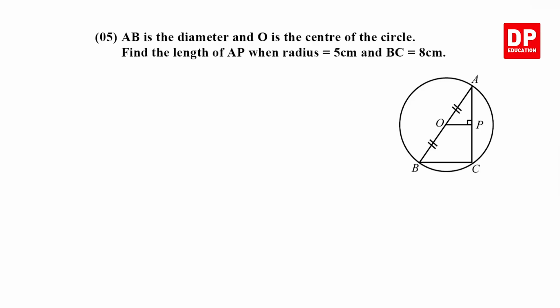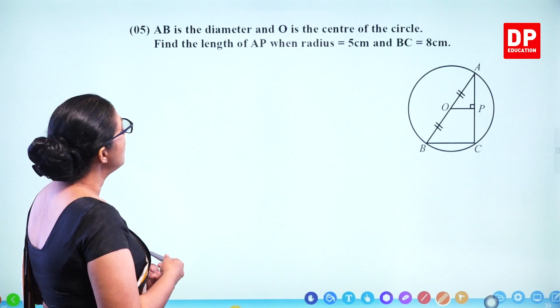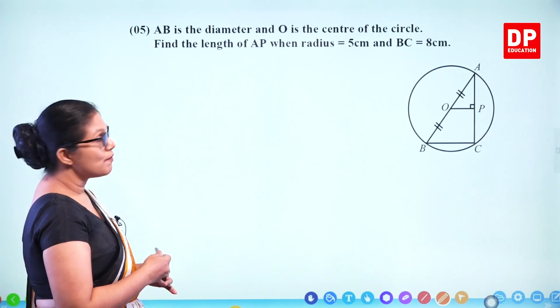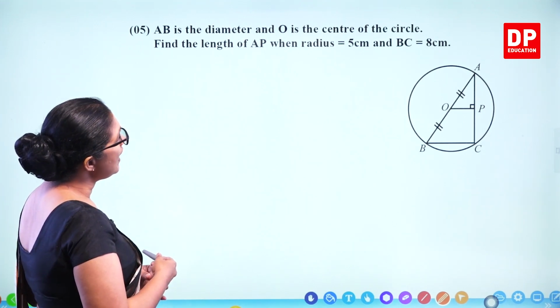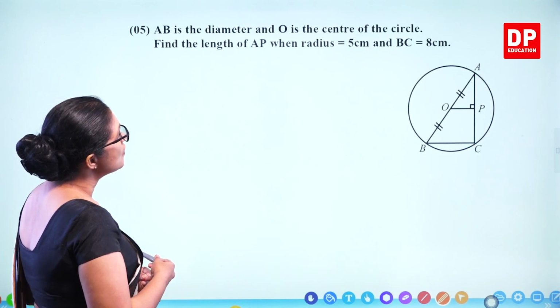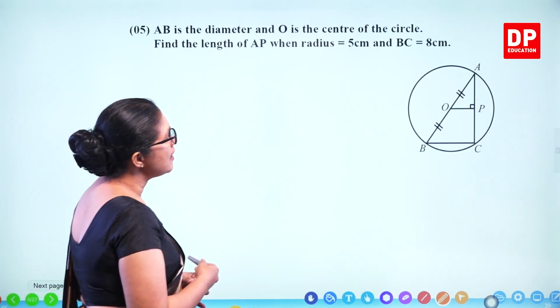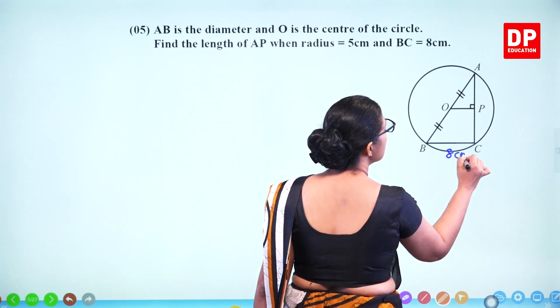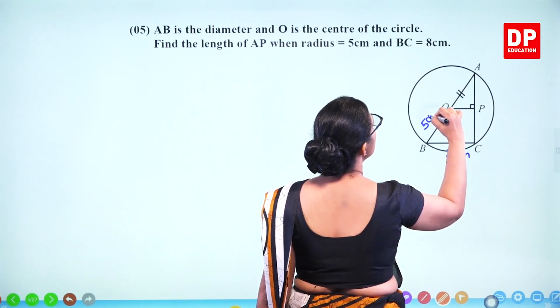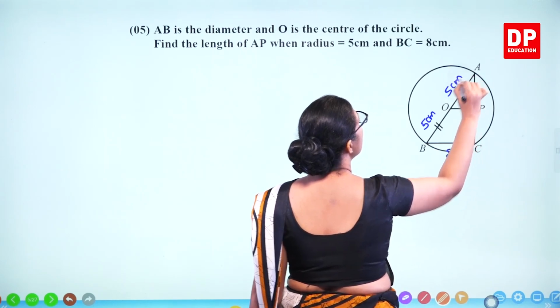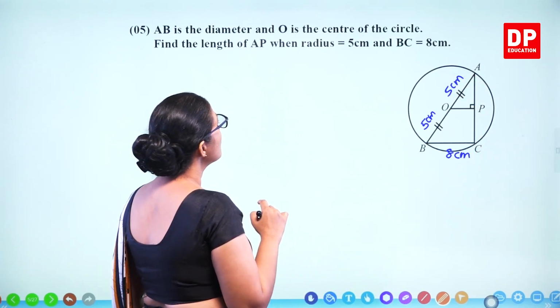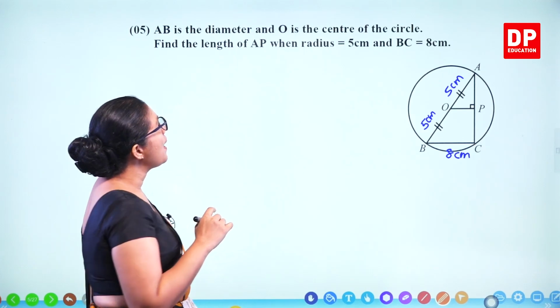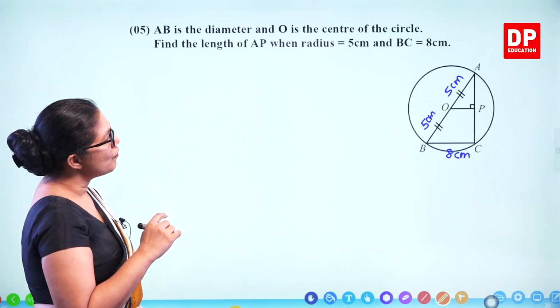Question number 5. AB is the diameter and O is the center of the circle. Find the length of AP when the radius is 5 centimeters and BC equals 8. BC is given as 8 and the radius is 5. So you are asked to find AP. How do you find AP?